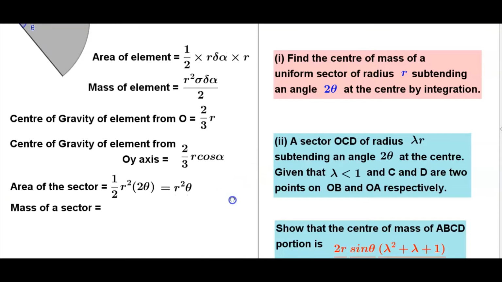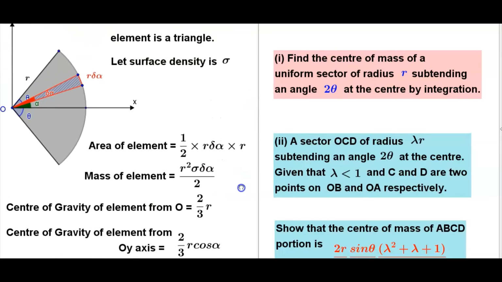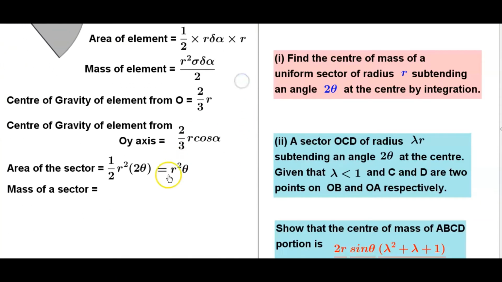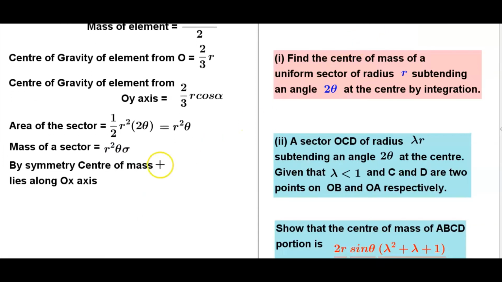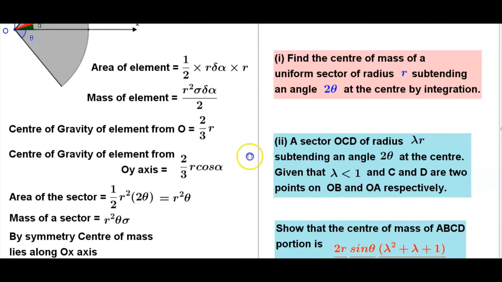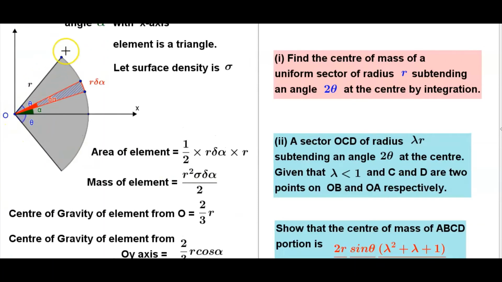So the mass of the sector: to get the mass, area should be multiplied by surface density sigma. When we multiply this by sigma, that is the mass of the sector, r squared theta sigma. By symmetry, the center of mass lies along the OX axis. It is obvious that the center of mass of this sector should lie along the OX axis.